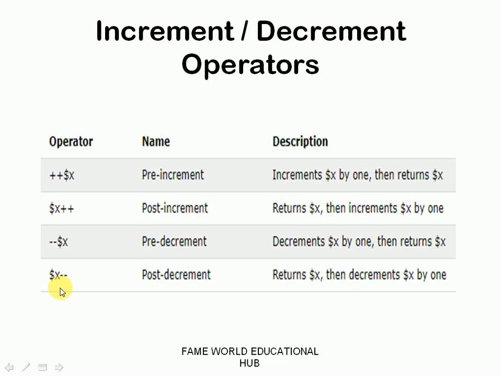Again, coming to the next one, that is $x minus minus. This is the post-decrement, and first of all, the value of x would be printed and then it will be decremented. Returns $x, then decrements x by 1. I hope you are getting the concept of the increment decrement operator.